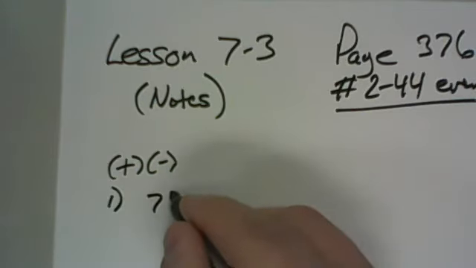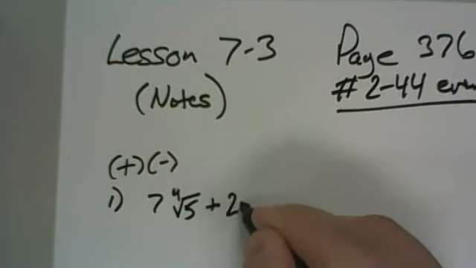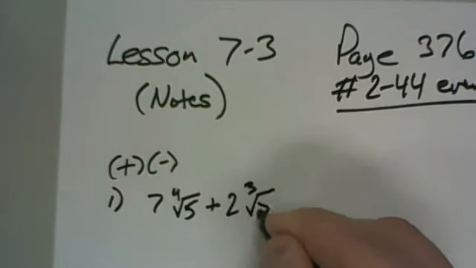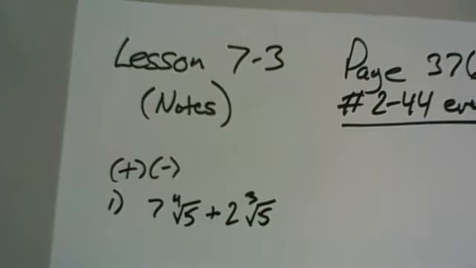Let's say we have 7 times the 4th root of 5, and we're going to add to that 2 times the 3rd root of 5. And I want to add those together. I wish I was there because I can ask you how we would be able to do that, and I'm hoping that some people might say, well, because they're both 5s, we should be able to add them together, but the indexes must be the same.